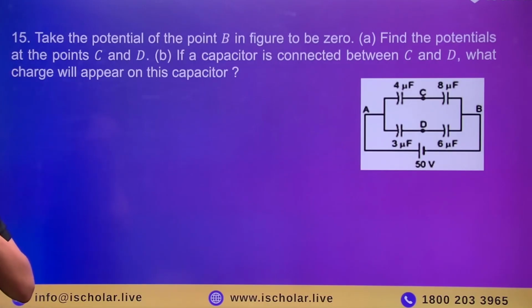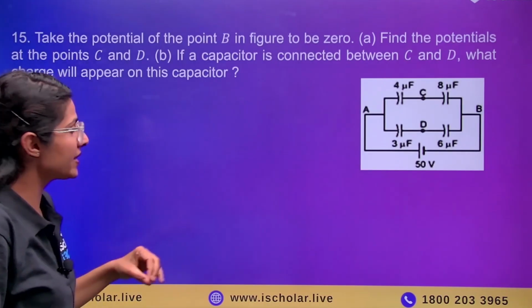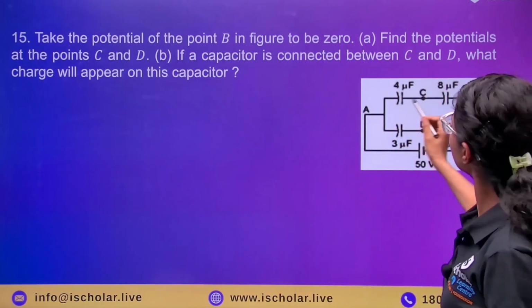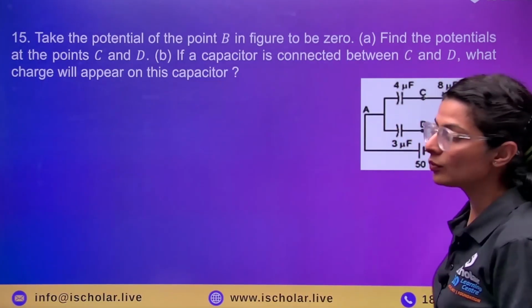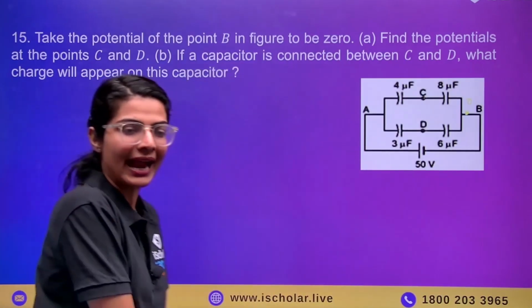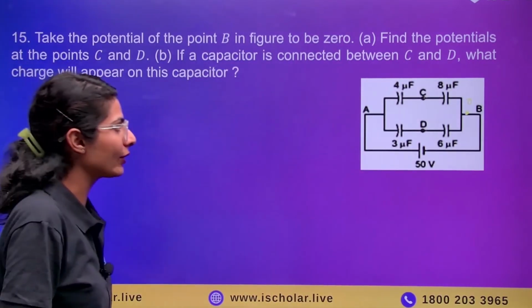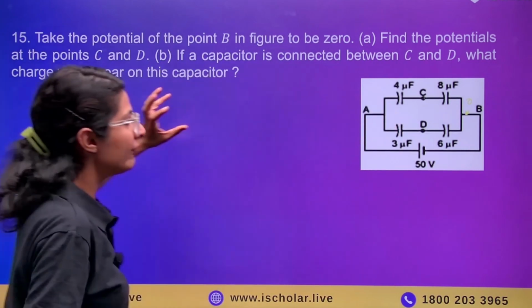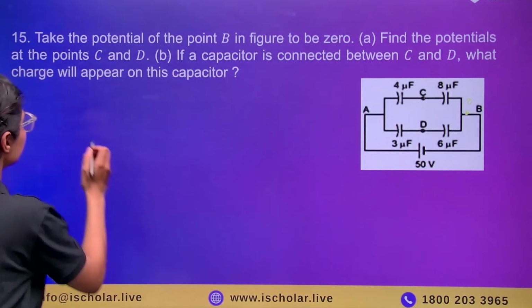Coming to the next, take the potential at the point B to be 0. Find the potential at the point C. We'll try to calculate the potential at the point C. Okay, how can we do this? First, we'll try to simplify the structure.